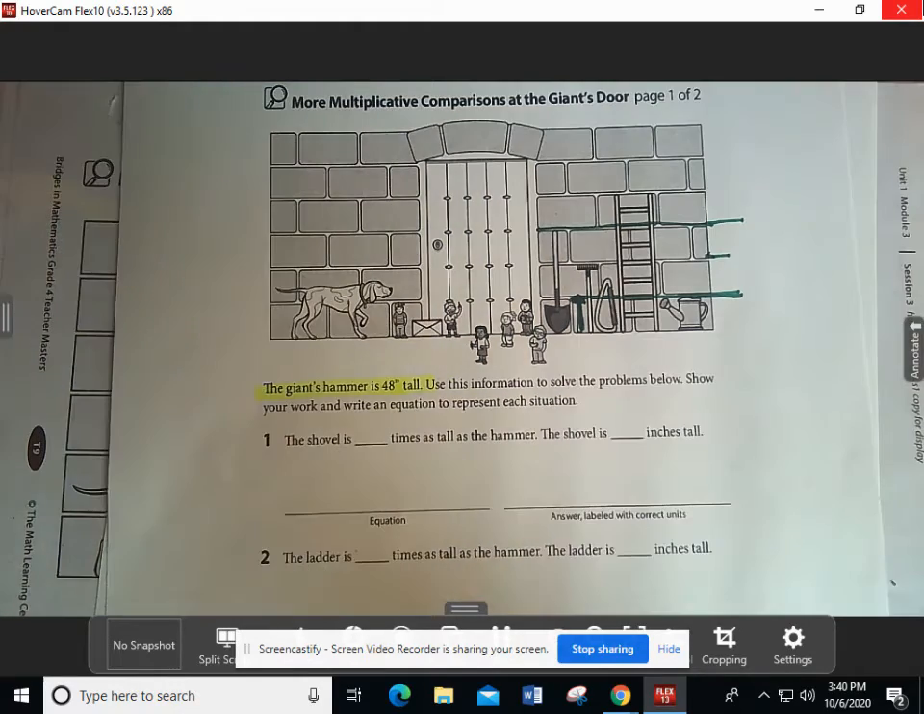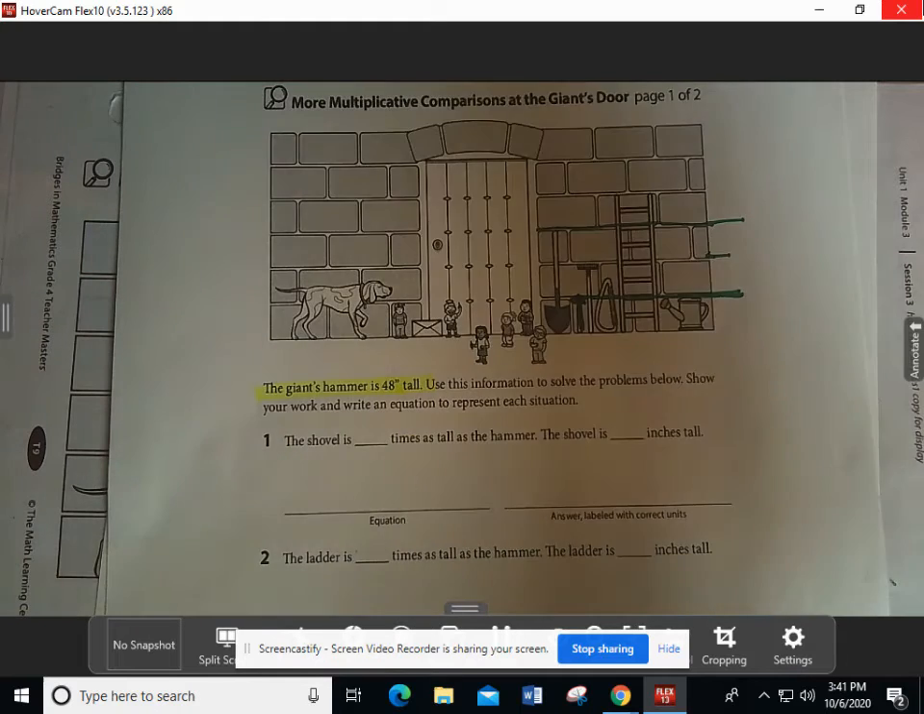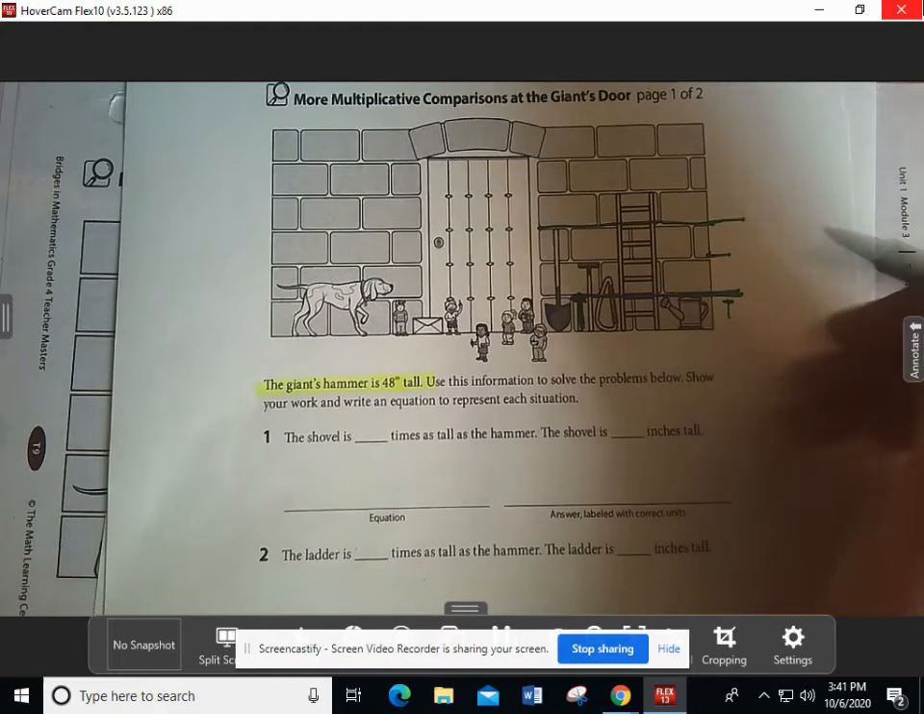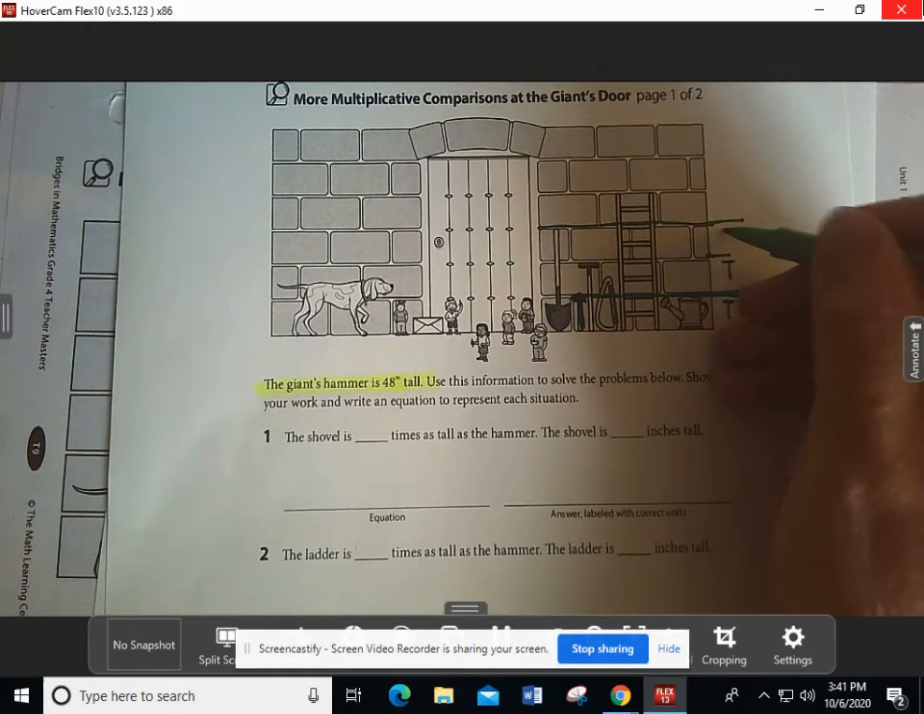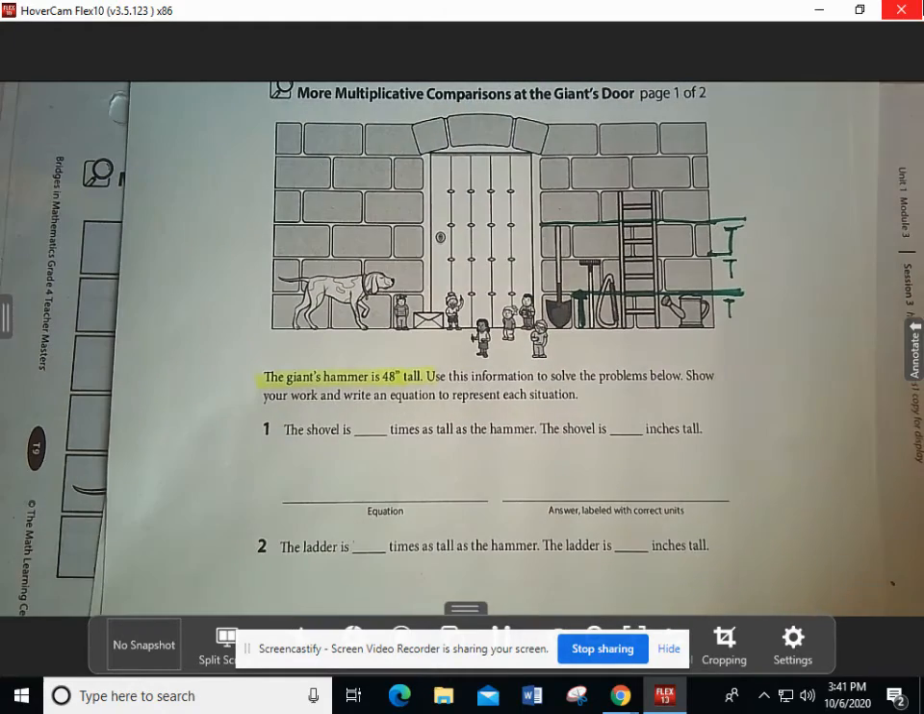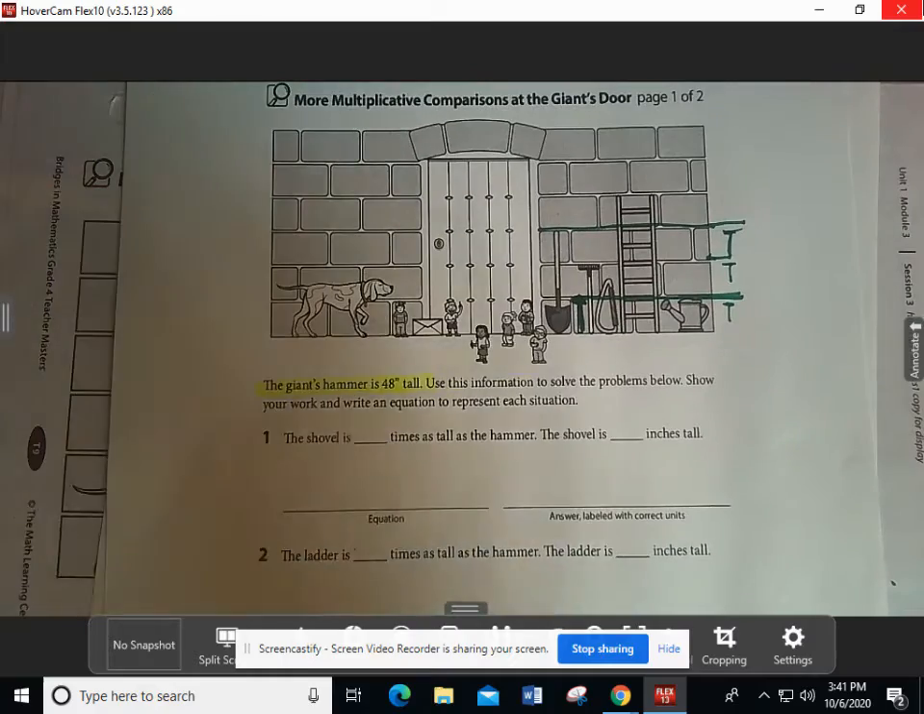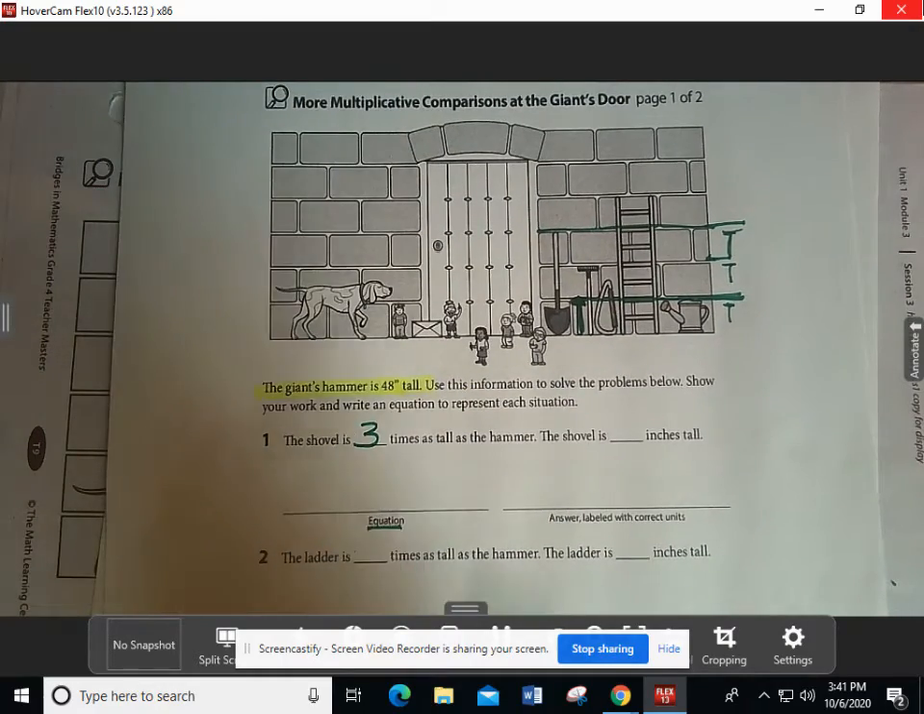So I can think about it like this. How many hammers do I need to be as tall as the shovel? So how many times taller is it? So the shovel is how many times taller than the hammer? So I can draw a hammer here. I can draw a hammer here. I can draw a hammer there. How many hammers did I draw? Okay, I drew 3.